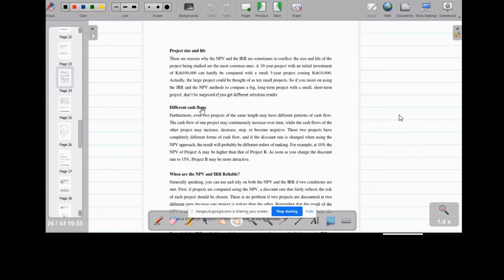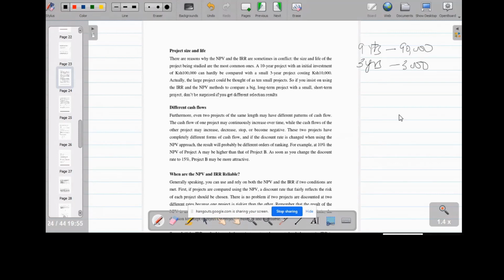So, for example, if you have a project of 9 years with maybe investment of maybe 90,000, and you have another small project of 3 years, which requires maybe an initial investment of 3,000.